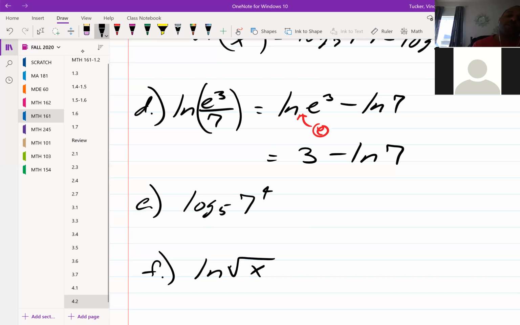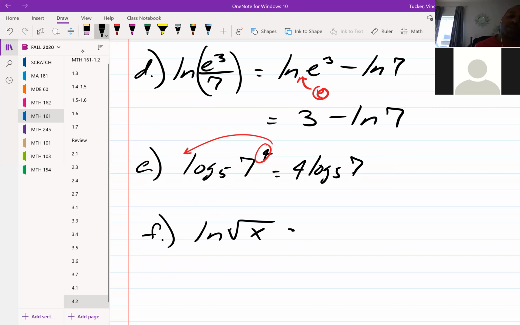All right, so here if we just want to use the power rule, that 4 will come down front. So that'll be 4 log base 5 of 7, and that's all we can do there. And that last one, natural log of the square root of x, we recognize that the square root as an exponent is 1/2. Bring the 1/2 down front, so it's 1/2 natural log of x.